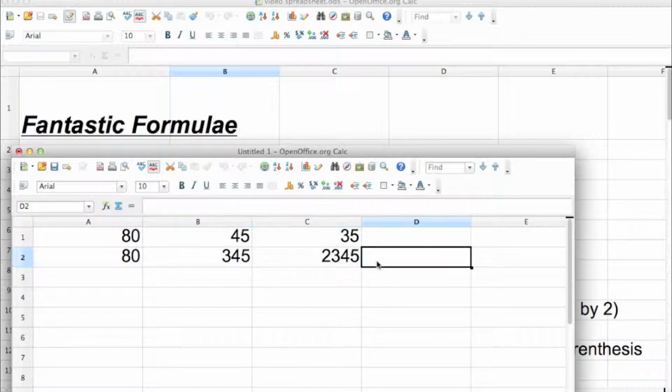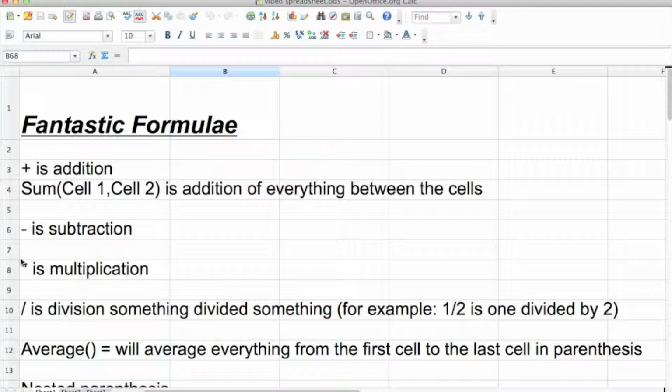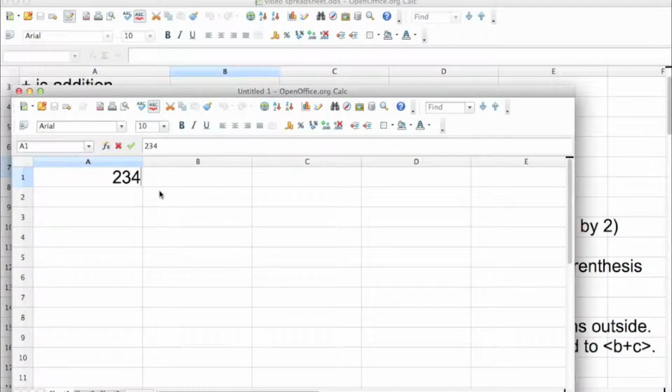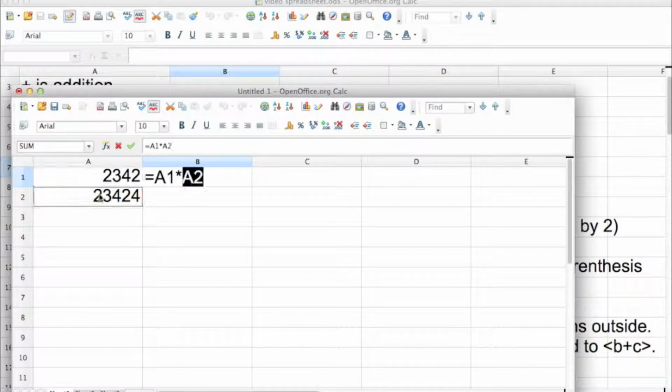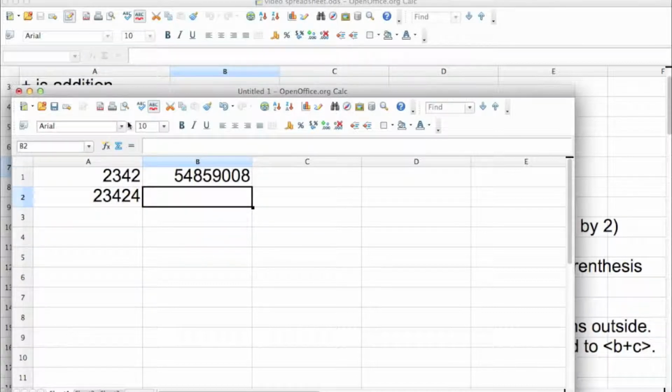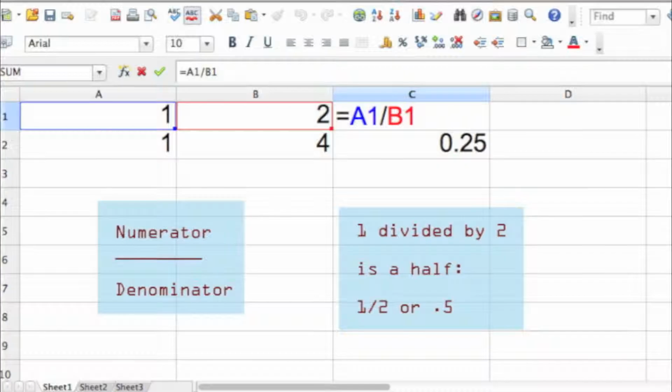Subtraction is pretty basic. Minus sign equals subtraction. Multiplication is represented by an asterisk. That's over the number 8. That's that little star. That means multiplication. So if you want to multiply two cells together, you put in an equal sign, click on the first cell, then put in an asterisk, and then click on the second cell, and there, voila, you have the result of those two numbers multiplied together.